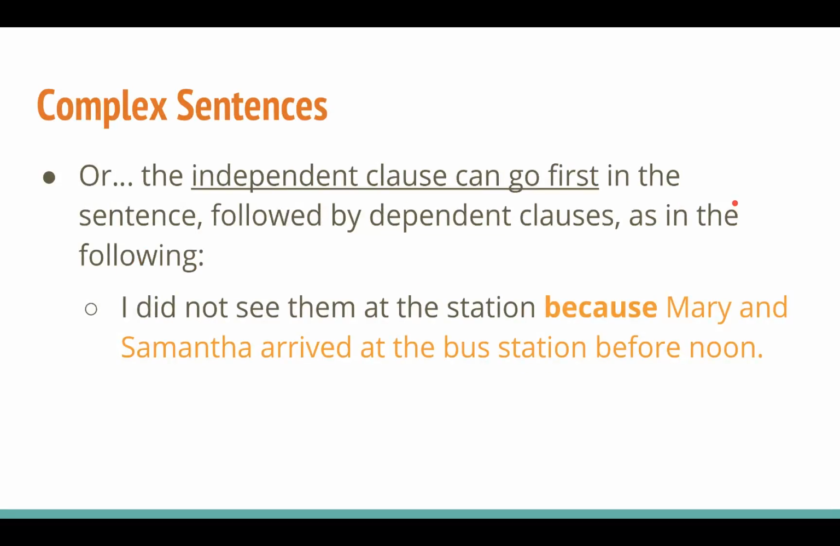Or, in a complex sentence, the independent clause can go first, followed by a dependent clause as in the following. So this is basically just flipping the other sentence. I did not see them at the station, independent clause, because Mary and Samantha arrived at the bus station before noon, dependent clause.